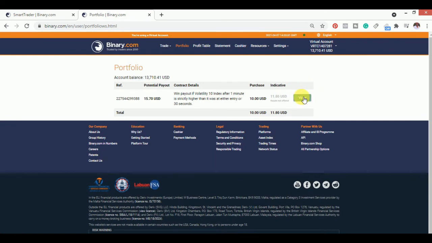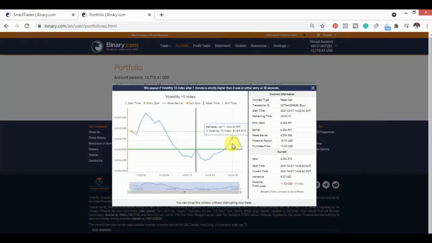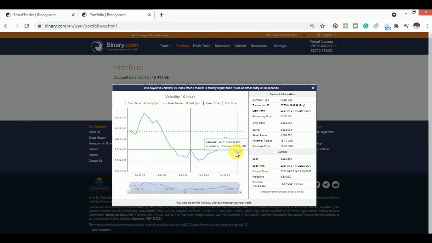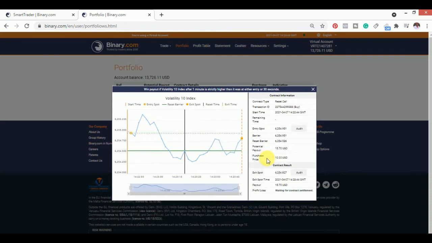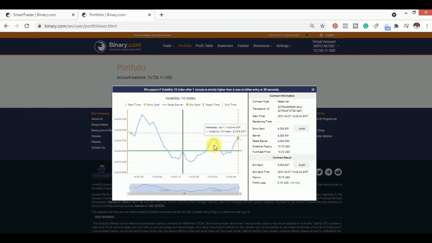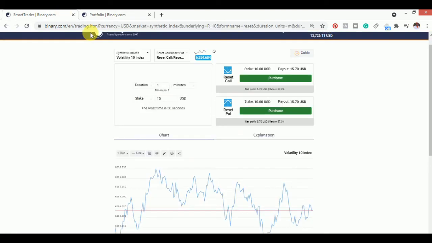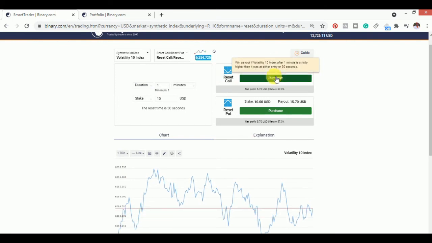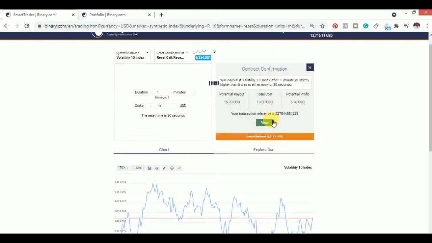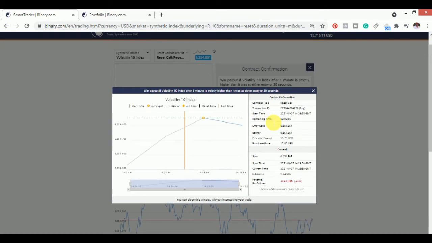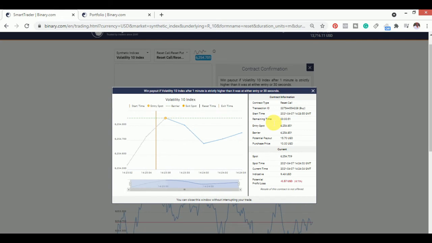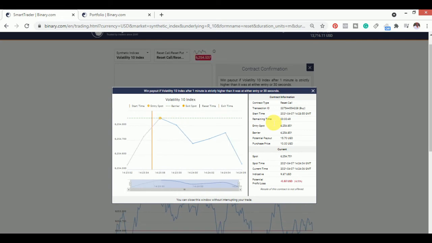After then we can place the 10th one. You can see this one still ends within the reset call barrier. All right, so you can see the chances of winning this trade. Let me place the last one and let's see if we can have 100% win for 10 different trials. This same one I place reset call as well.